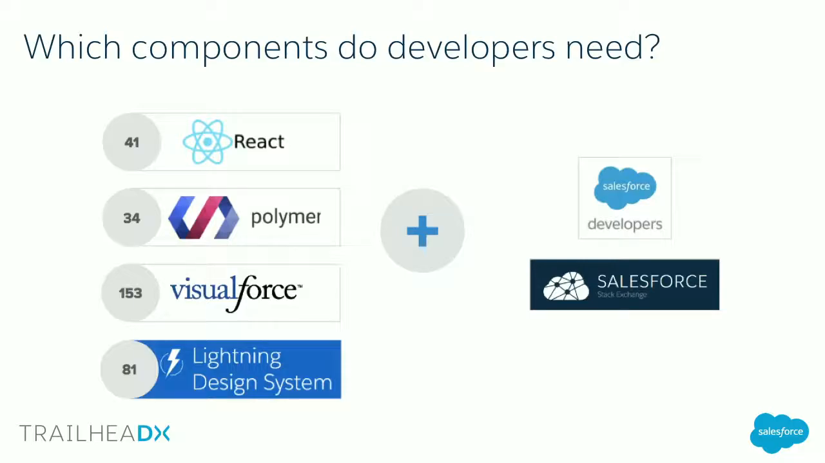We also looked at the Lightning Design System, because one of the things we quickly found over and over again was that a person might try to do something in the Lightning Design System and say, why isn't that very same thing a component that I can just use? And there were 81 of those.